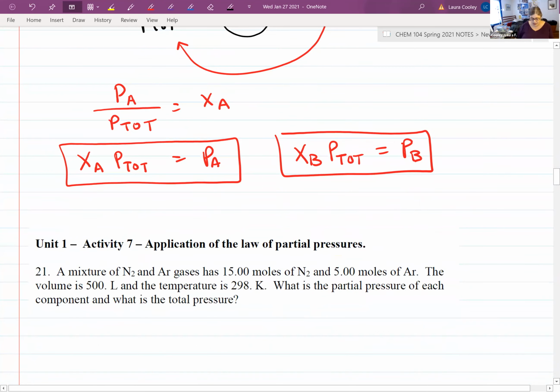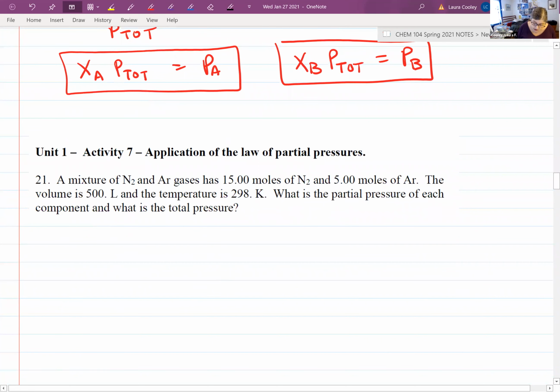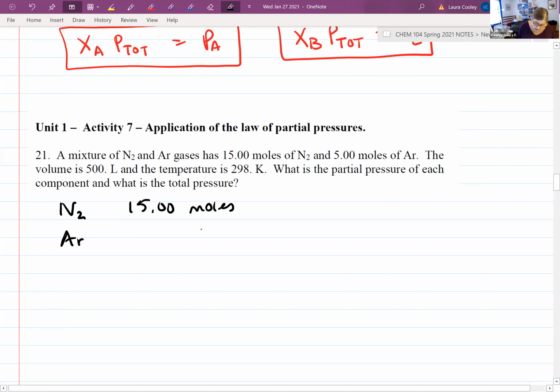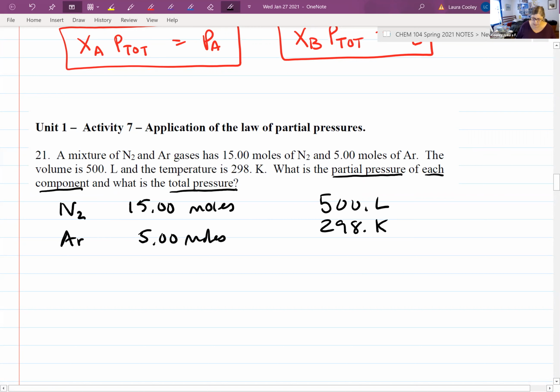Okay, so I'm up to the example. This is the application of the law of partial pressures. Let's say we have a mixture of nitrogen and argon, two gases, and there's 15 moles of nitrogen and 5 moles of argon. The volume is 500 liters at 298 Kelvin. What is the partial pressure of each component and then the total pressure?